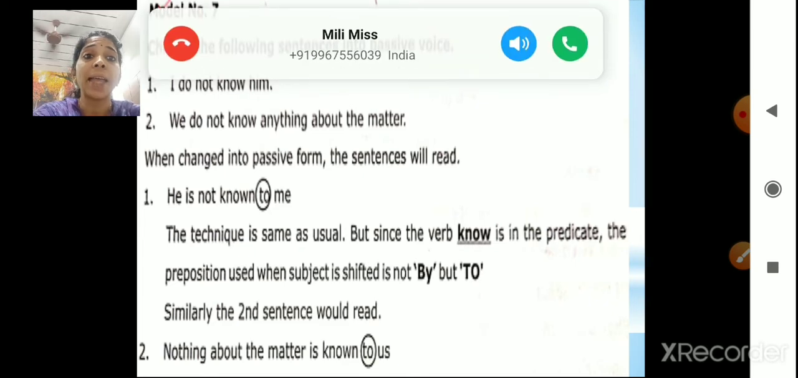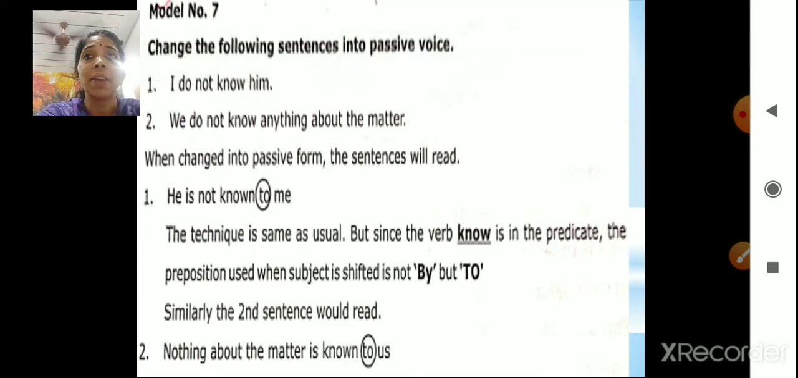Predicate is that part of a sentence, or you can say clause, containing a verb and stating something about the subject. So predicate is nothing but a part of a sentence or a clause that contains a verb, and it tells something about the subject. For example, John went home. In this example, went home is the predicate.